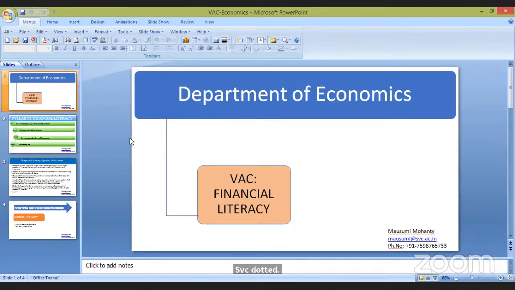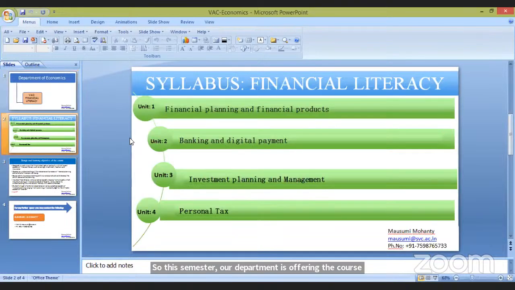A very good afternoon to everyone. I'm Moshme Mohanty from the Department of Economics. This semester, our department is offering the course of financial literacy. Just to give you a brief idea about what the syllabus contains, the first unit deals with financial planning and financial products. Then the second is banking and digital payment. The third unit deals with investment planning and management. And the fourth one is personal tax.